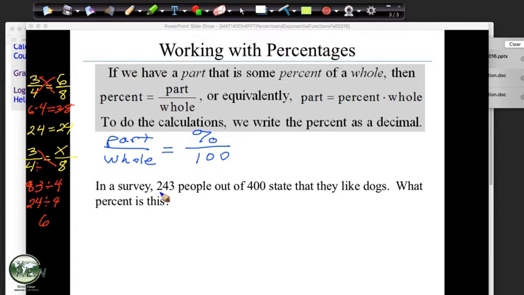So in a survey, 243 people out of 400 state that they like dogs. What percent is this? So all we've got to decide is, we've got two numbers, which one's the part and which one's the whole. Can anyone help me with that one? 243. Usually your part's going to be smaller. Not always. Sometimes you get over 100%, but it's usually 243 out of 400, so 243 is the part out of 400.